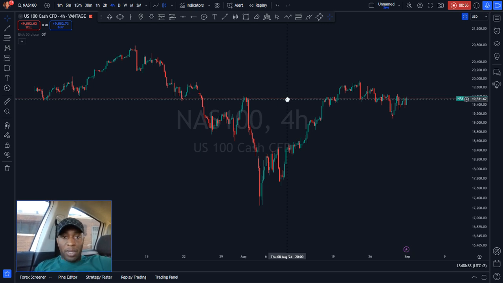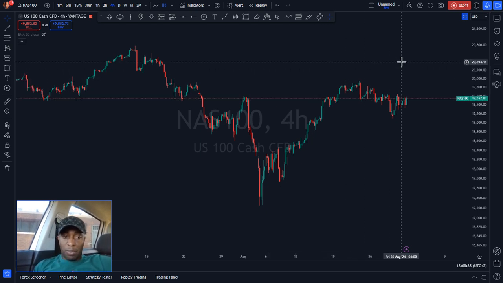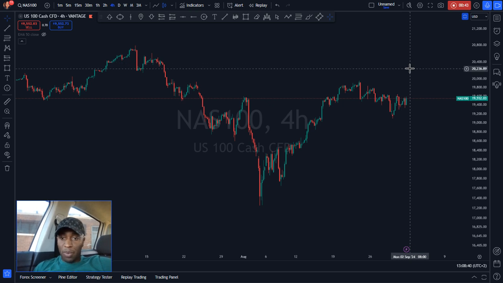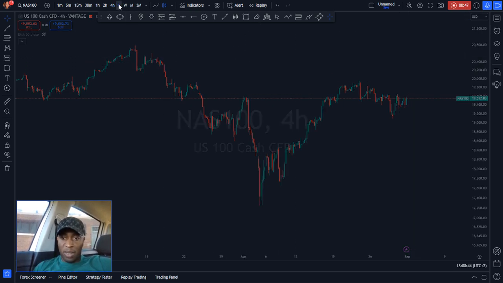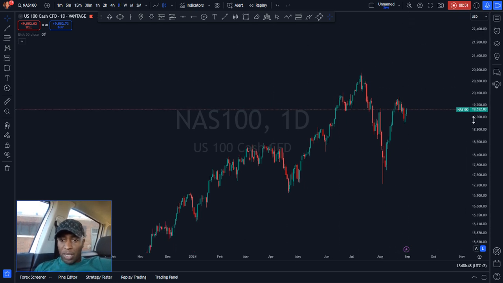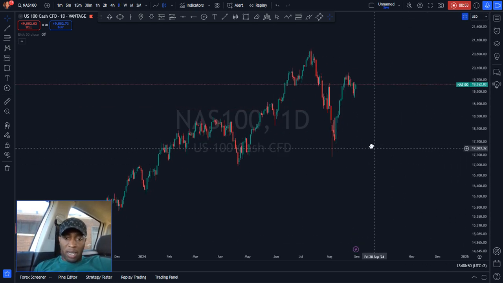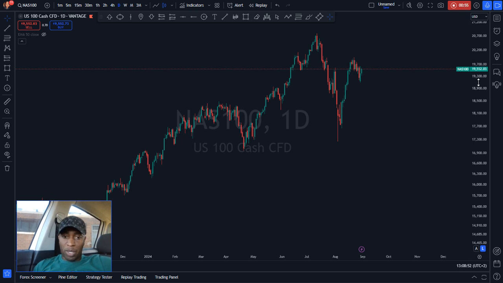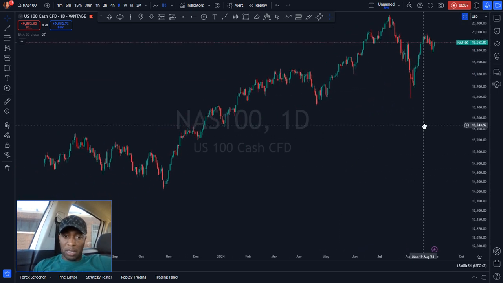So for today, we're going to be analyzing NAS 100 and gold, on one chart. We're not going to take long, because gold and Nasdaq is just one simple, straightforward thing. So let us get to it. This is NAS 100 on a daily time frame, this is how it looks.